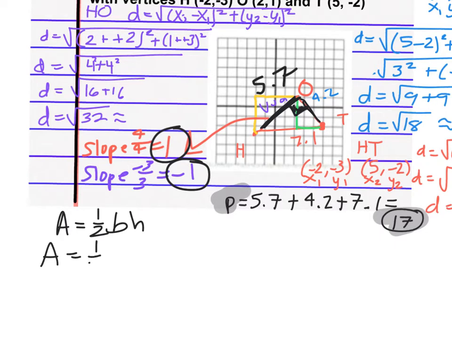So 1/2, the base is 5.7, or you can use square root of 32 if you want to be more precise. Okay, I'll write both out so you know what I'm doing.